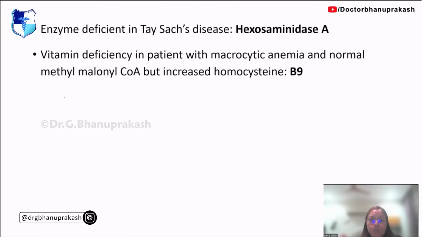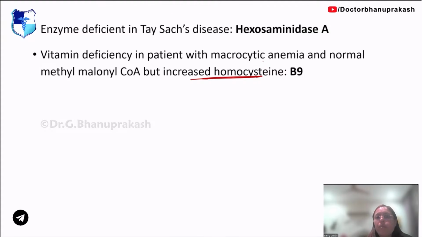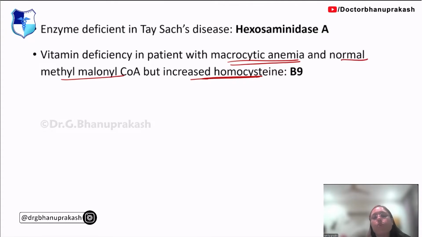Vitamin deficiency in patient with macrocytic anemia and normal methylmalonyl-CoA, but increased homocysteine. See, increased homocysteine, I told you, for B6, B9, B12, all will have it. Macrocytic anemia means it is either B9 or B12. If methylmalonyl-CoA is normal, it cannot be B12. So, by exclusion, it is B9, right? Very easy to do this question. I told you that chart of homocysteine.